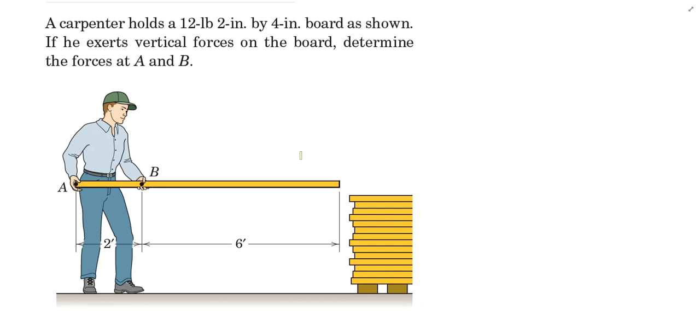A carpenter is holding a 12-pound, so please note this is a U.S. problem, so that is a weight. That would mean that the weight of the board, mg, is equal to 12 pounds. But it's a 2x4 as shown. We're also told that he exerts vertical forces on the board at A and B, and we just want to determine the forces at A and B.